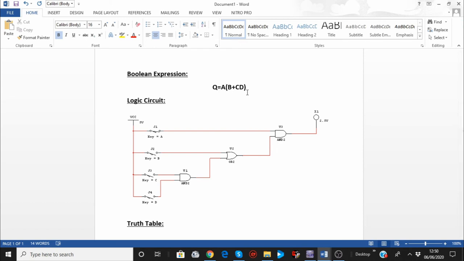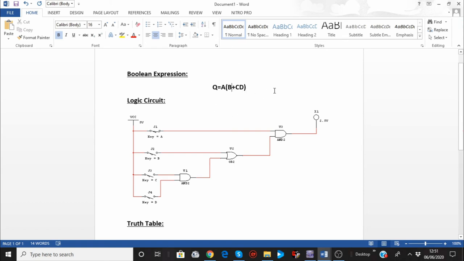If it was a NOT gate, for instance, A and NOT B, then there would be a bar on top of B. Or you could just put a prime on top of it, say NOT B. That means NOT B. But we don't have that in this case. In this example, I have a Boolean expression which says the output is A and B or C and D.